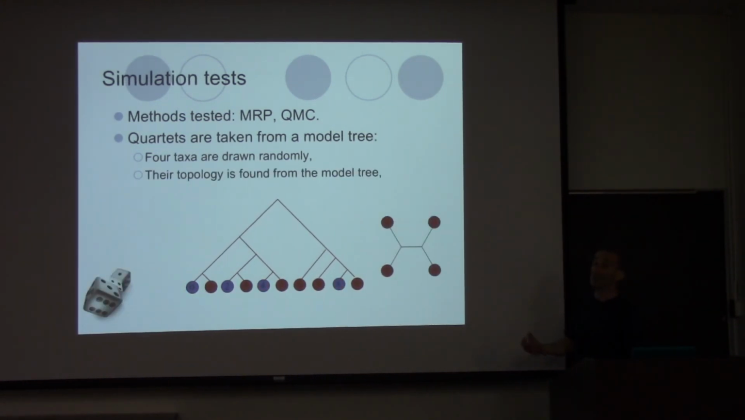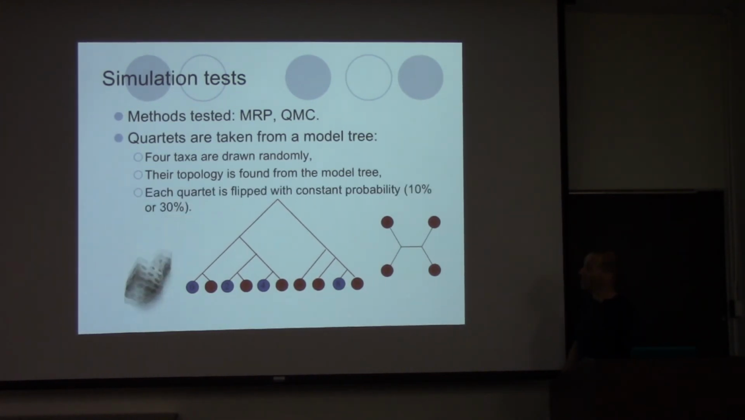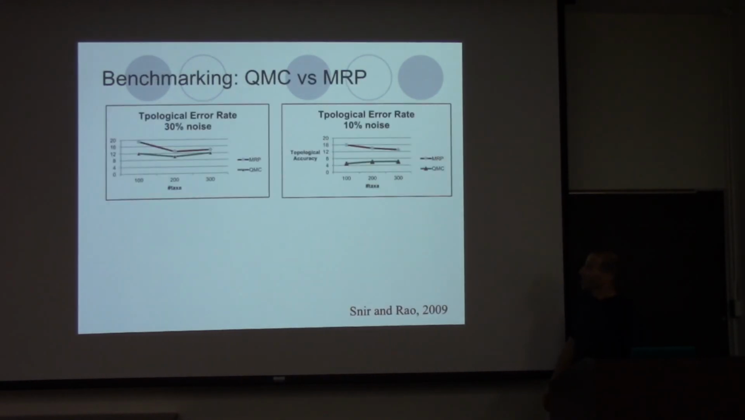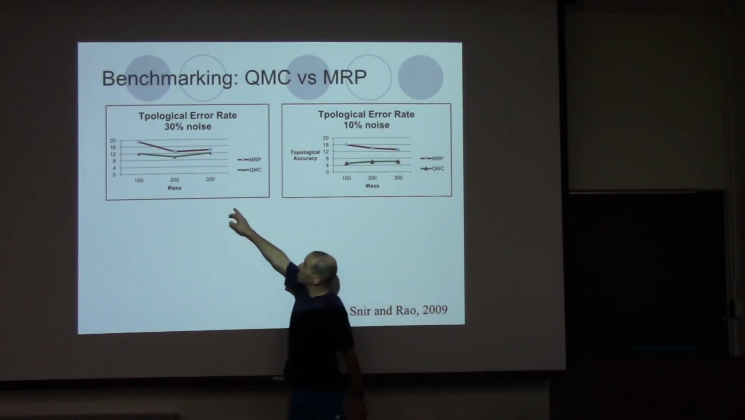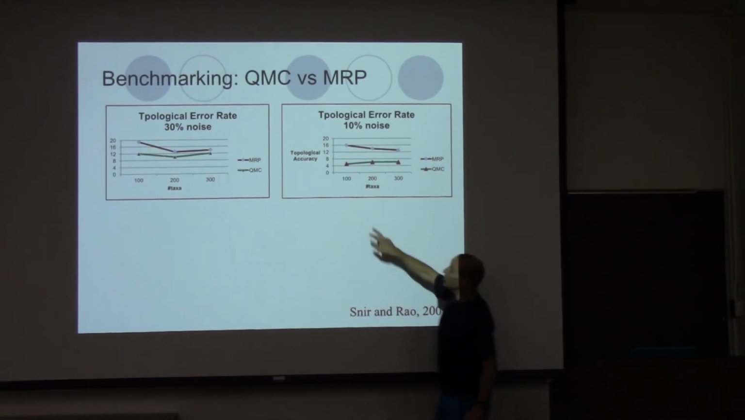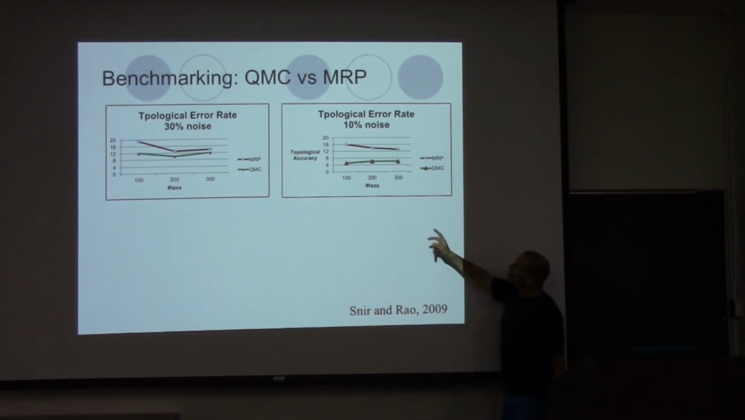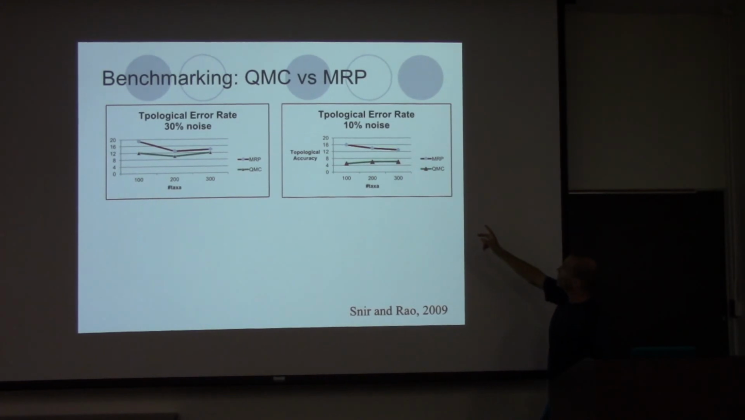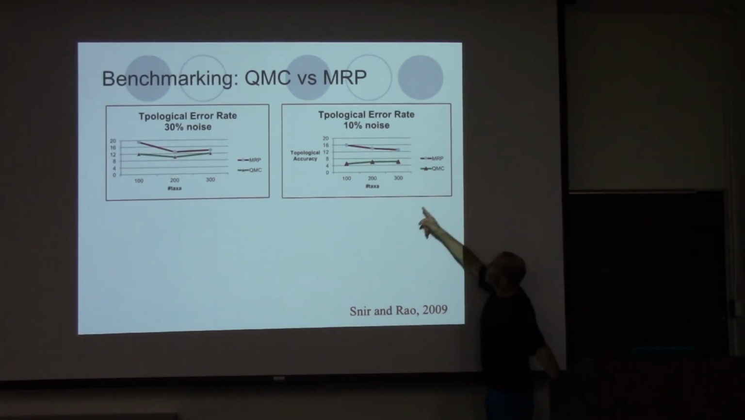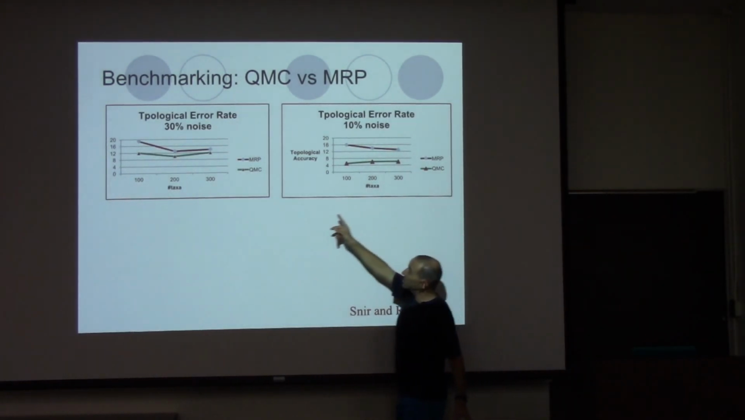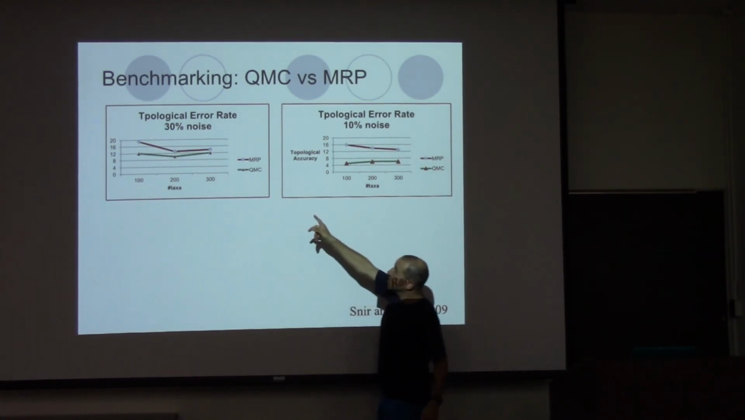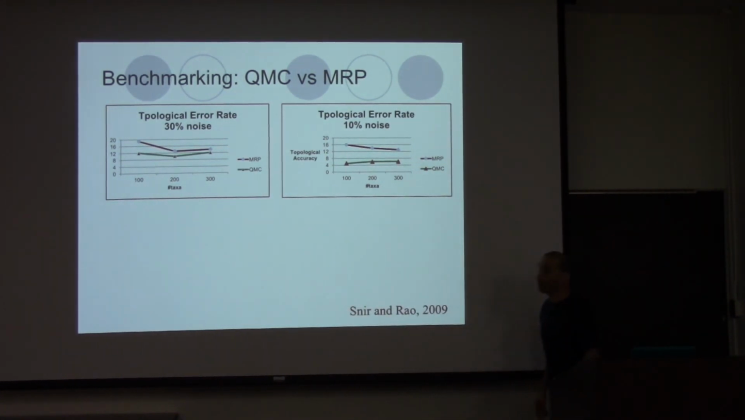This is how we generate random quartets. This is the benchmark. Here we introduce 30% of noise. Here we introduce 10% of noise. We checked quartet max cut against MRP. This is topological accuracy of QMC versus MRP.